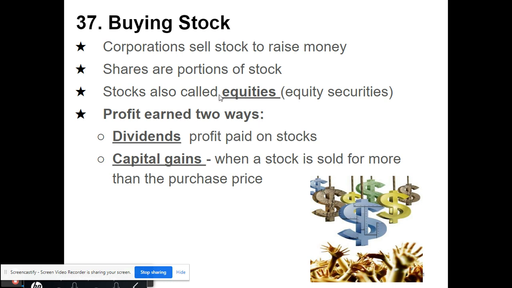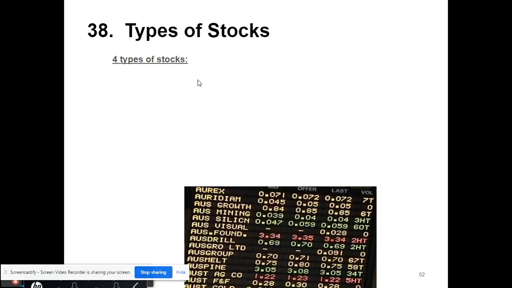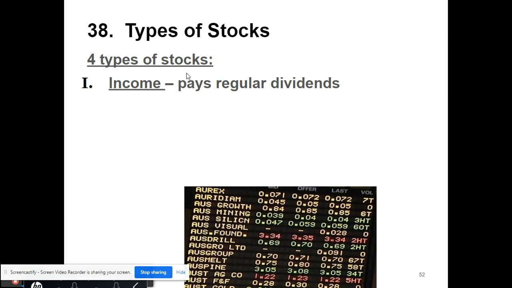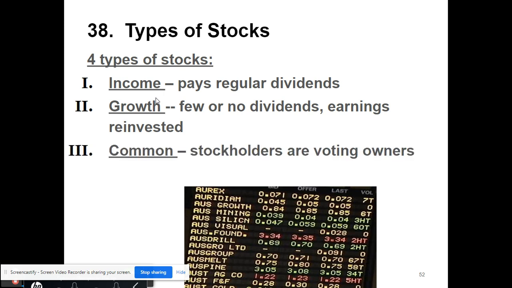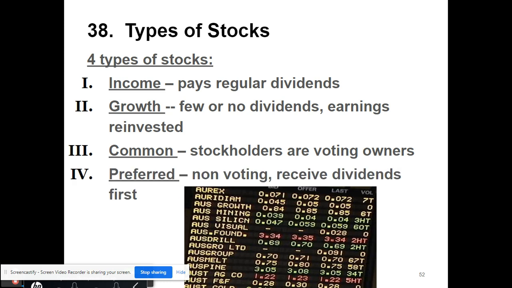Dividends, capital gains. That's the two main ways you want to make money from stocks. And again, it does symbolize an ownership interest in the company. You own enough stocks, you can control the company. There's the four main types of stocks. You got income stocks, which pay regular dividends. You got growth stocks, few to no dividends, but the earnings can get reinvested. You got common stocks, where stockholders are voting owners, and preferred, where they're not voting, but they receive dividends first. So those are the four main types.